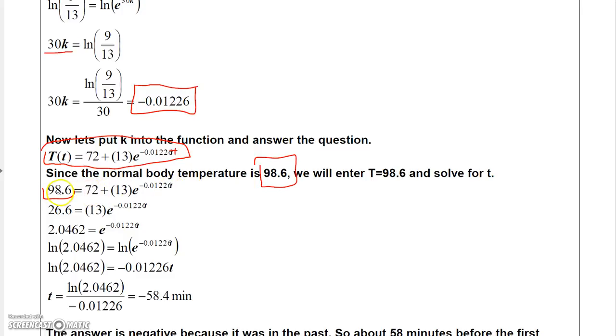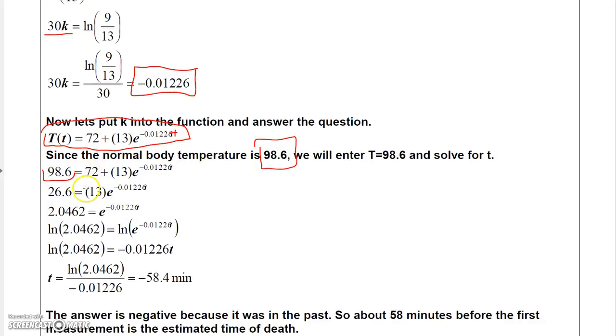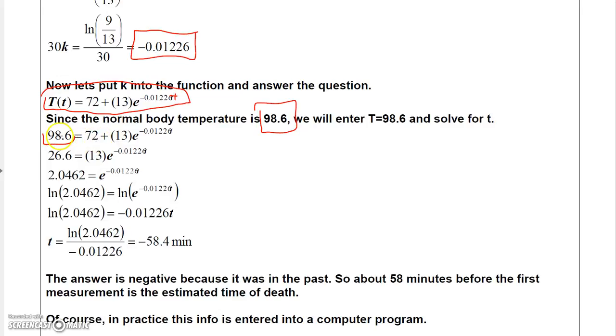So if I plug 98.6 degrees in here, I can subtract the 72 and I get 26.6 degrees. And then I have 13 times this expression. Then if I divide 13 into 26.6, I get 2.0462 equals e to this expression. And now I can take logs of both sides. We know how to do that. Take the natural log of both sides.